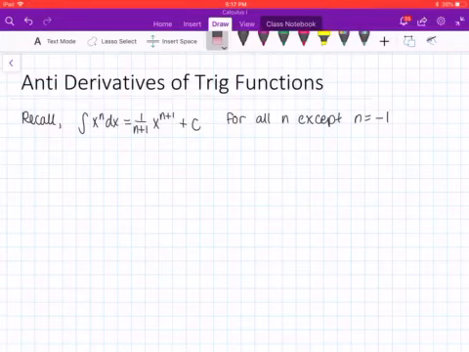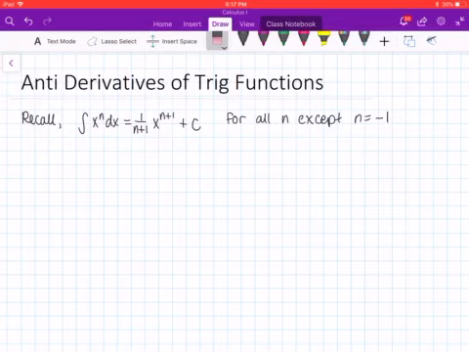Okay, hi everyone. If you remember, what we ended class with was this general antiderivative of x to the n, and then that equals 1 over n plus 1, x to the n plus 1 plus c. And that worked for all n except for n equals -1. Now, this is really great if we have polynomials. We can now find the antiderivative of them.